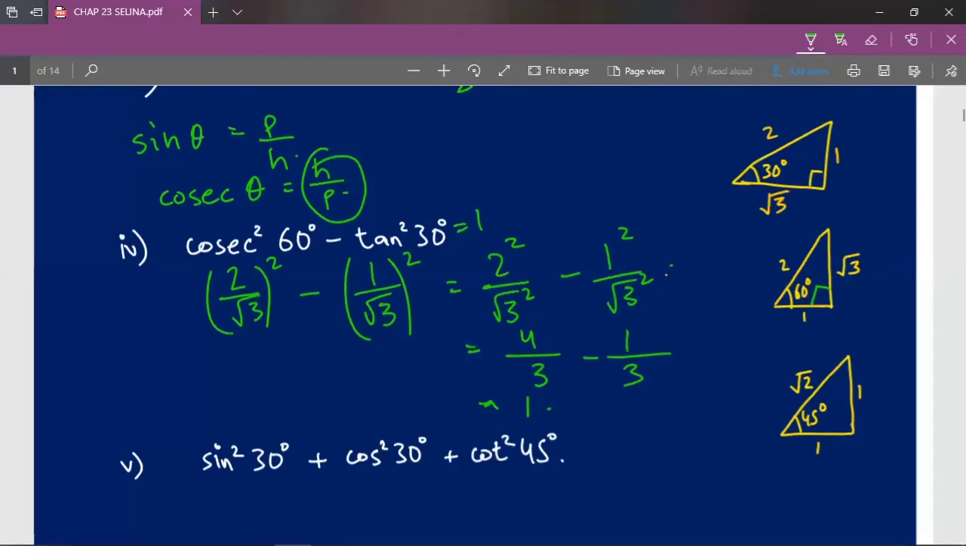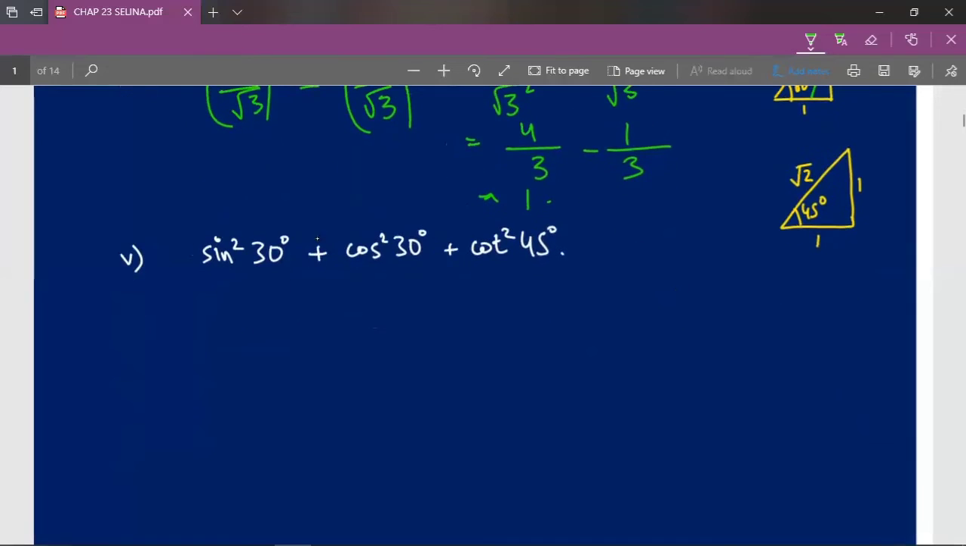Now I'll move on to our next question. Sine square 30 degree plus cos square 30 degree plus cot square 45 degree. Now don't get scared, don't get panicked. I'll tell you everything and then you'll have no difficulty in the end.